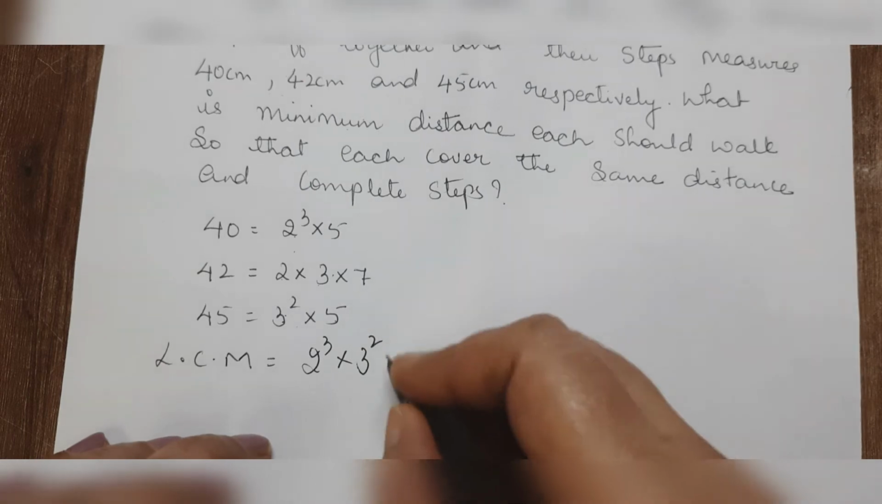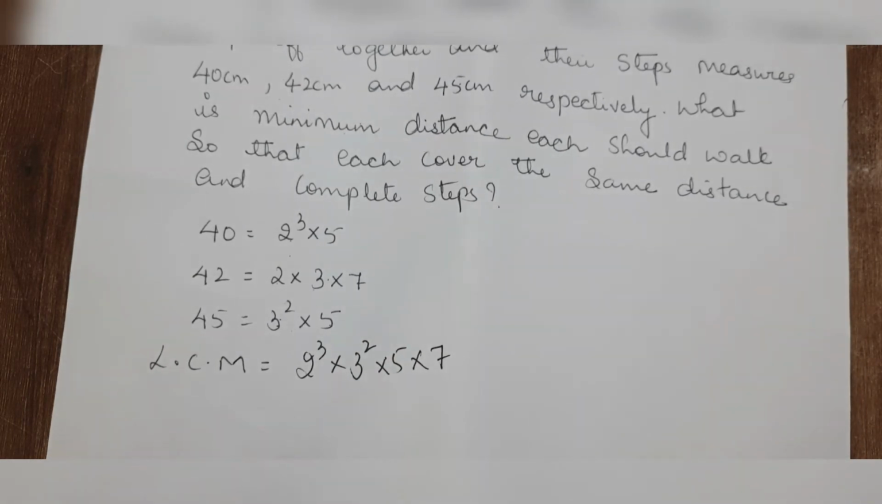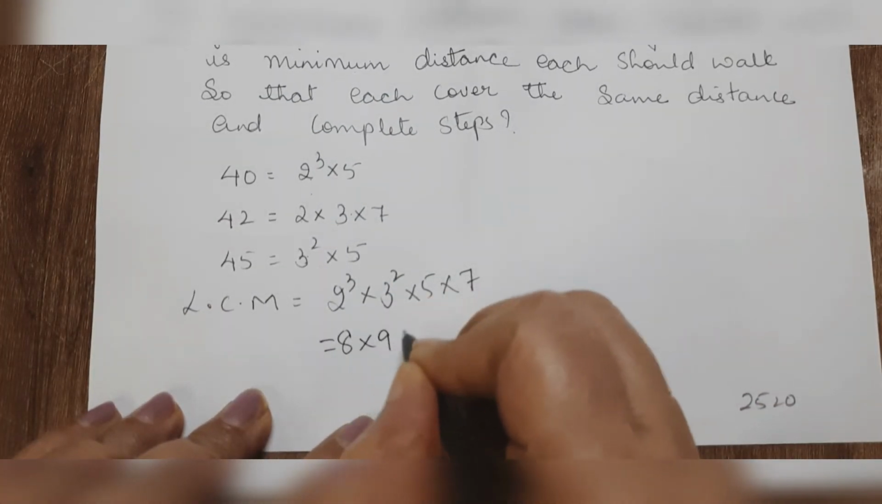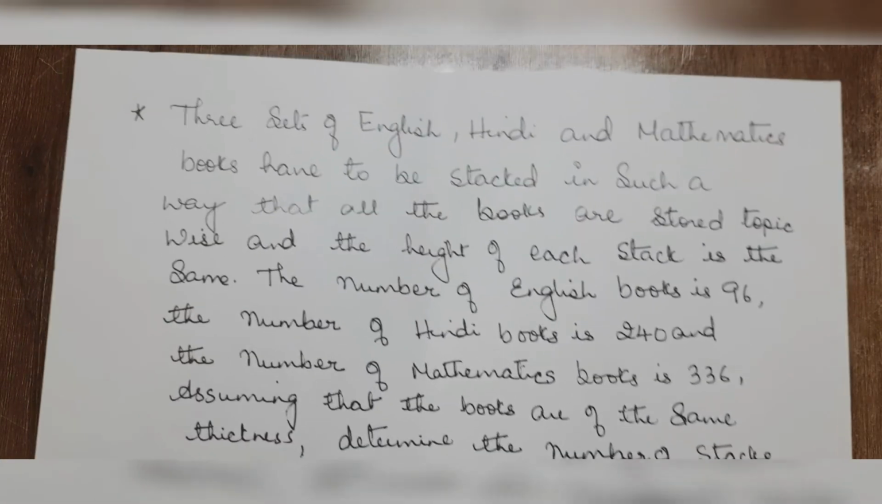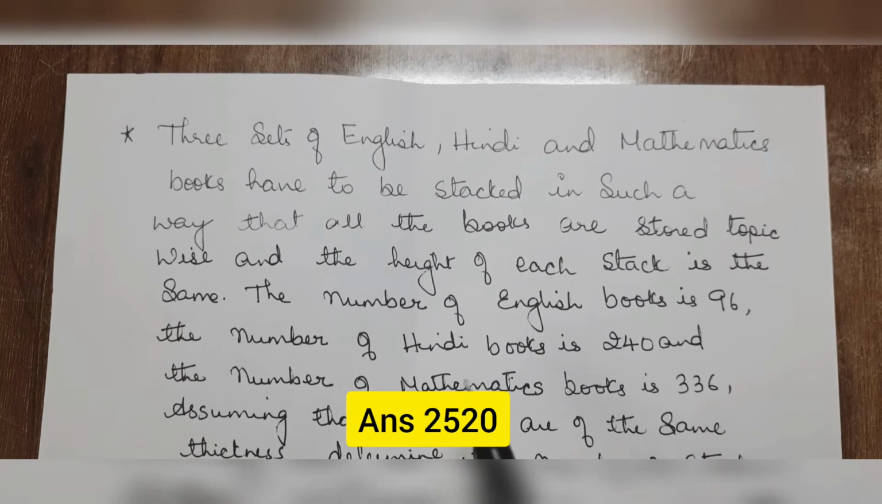Then 5 and 5, common thing one time, left out 7. Multiply and that will be your answer, that is 8 into 9 into 5 into 7. Next question, just check out, children, how this is different from the previous one.